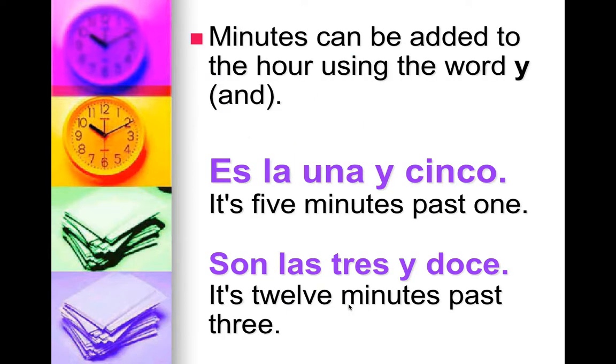Now we add minutos because obviously telling time is not always on the dot or en punto. A lot of times time involves minutos. So minutes can be added to the hour using the word y, which in Español is and. So if I want to say it's 1:05 or 5 minutes past 1, es la 1:05. You add on the minutos with this letter y and then whatever number you need for that amount of minutes. If I wanted to say it's 12 minutes past 3 or 3:12, son las 3:12.